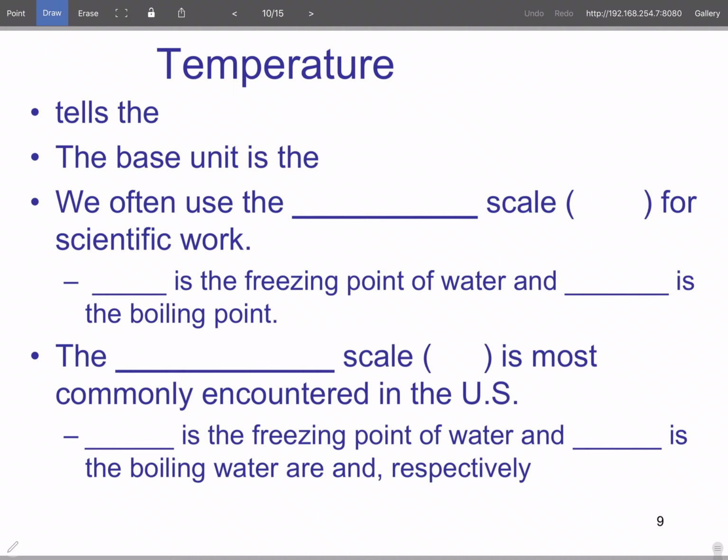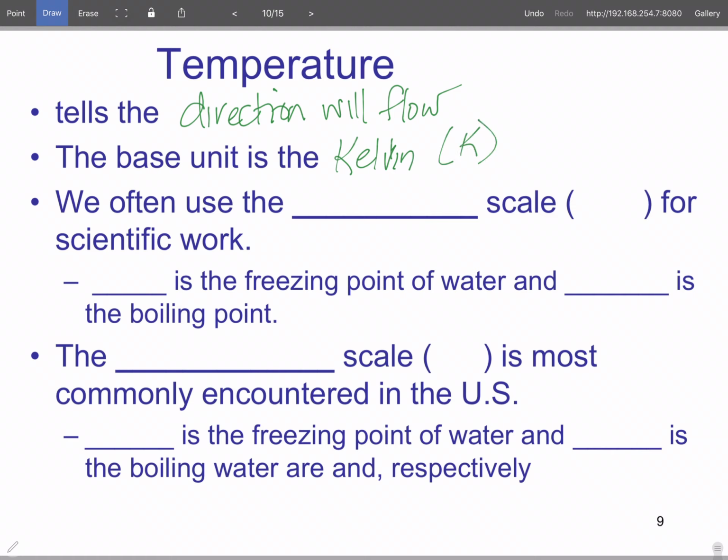All right. Temperature tells the direction heat will flow. Temperature is just like water. It flows from high to low. It doesn't flow from low to high. Okay, which makes sense if you think of water. The base unit is the Kelvin, and Kelvin has the symbol K. It has no degree. We often will use the Celsius scale. This is the one you'll see around, degree C, etc.